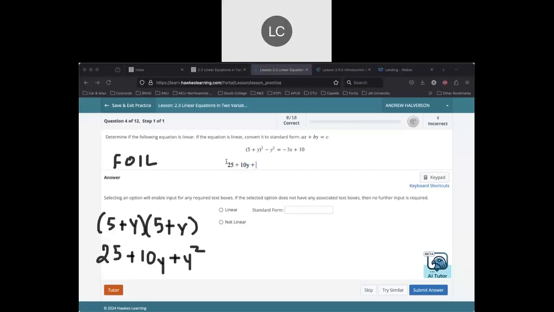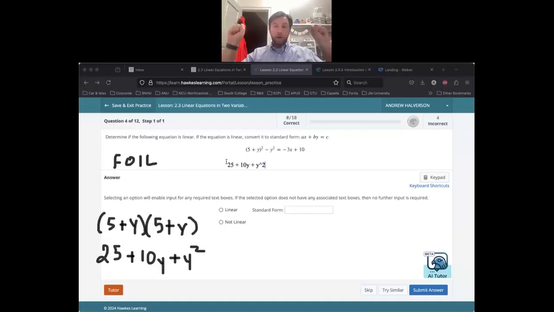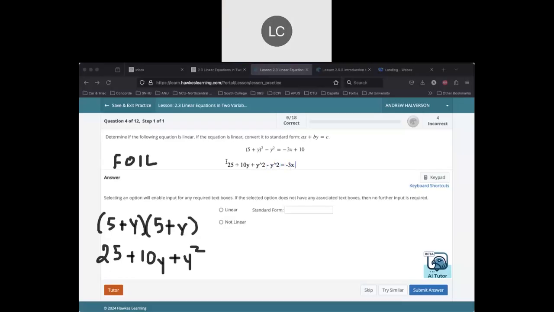Wait, hold on. 10y. I have a question. Where does the 10y come from? The outer, 5 times y, and the inner, 5 times y. Okay. Yeah. Now I get it. I was just wondering where he got a double number.